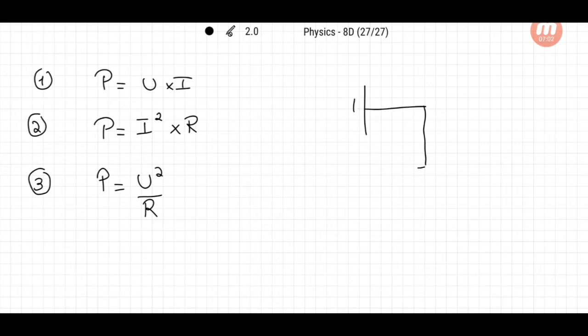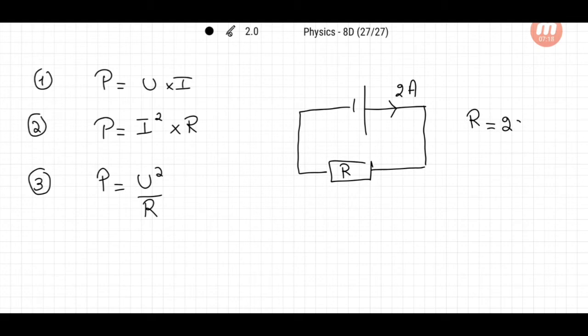Suppose I have the current equal to 2 amperes and the resistor has a resistance R equal to 20 ohms, and the current I is 2 amperes. Now I need to find the power consumed by the resistor.